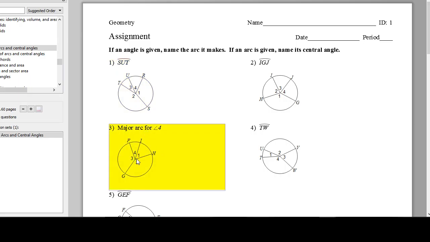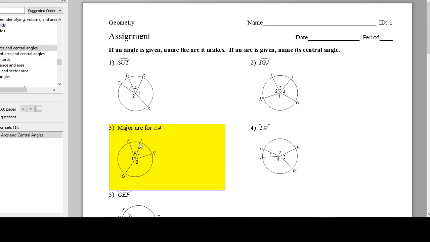Okay, so they want you to label the major arc for angle 4. So here's angle 4. The minor arc would be FI. Label a major arc for me. F, G, H... F, G, I. You have to go all the way back to I.